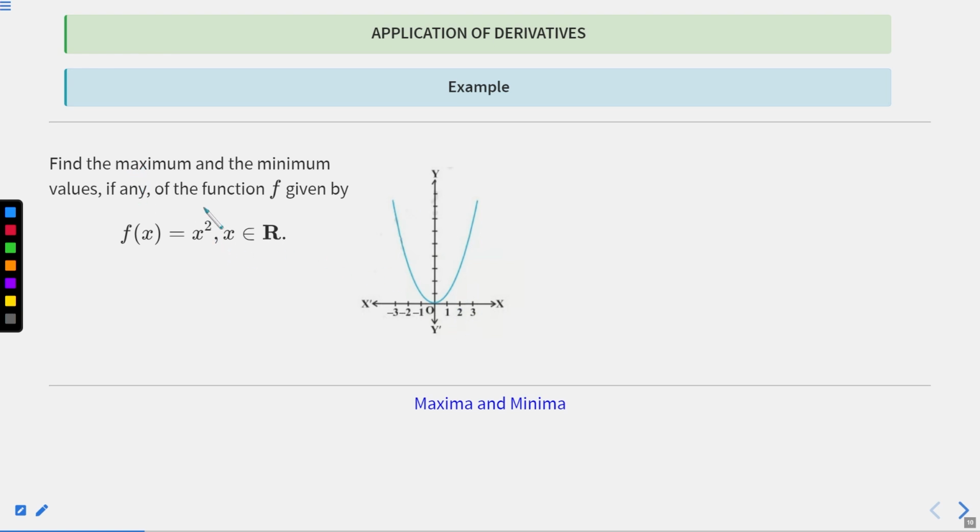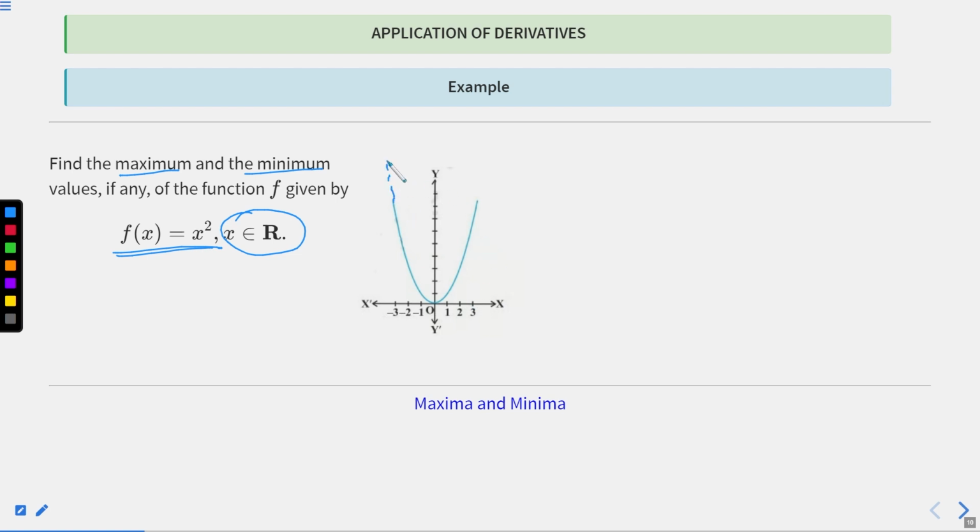If someone asks what is the maximum or minimum value of the function f(x) = x², where x belongs to the real numbers, look at the graph. The graph is a parabola. As x goes towards plus infinity, the graph also goes to plus infinity on the y-axis. If x goes to minus infinity, the graph also goes towards plus infinity on the y-axis. Okay, clear?